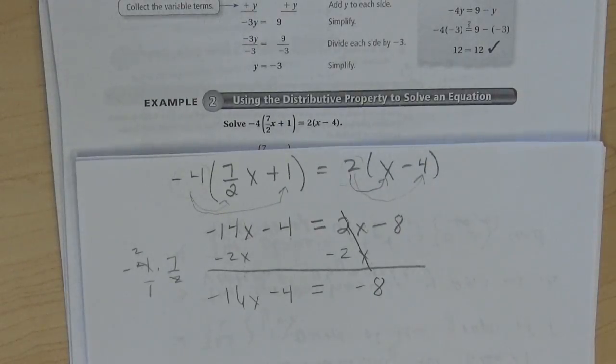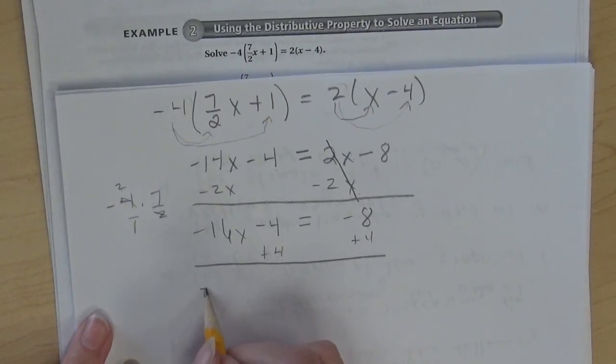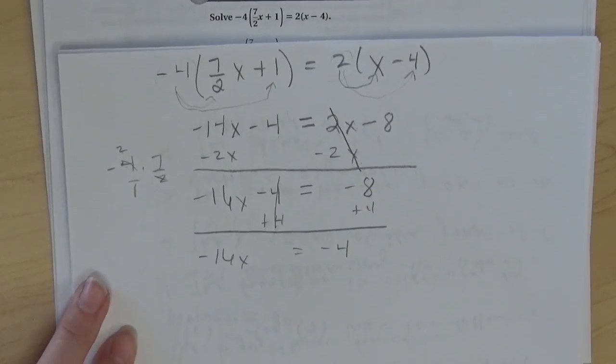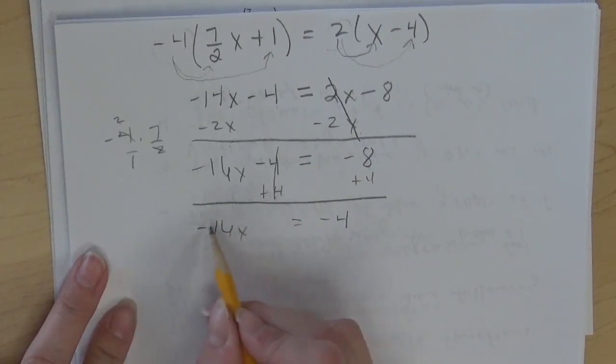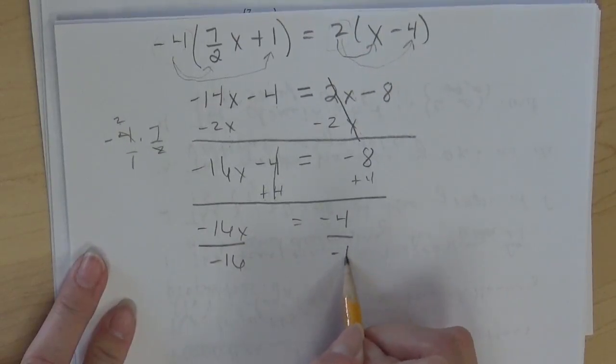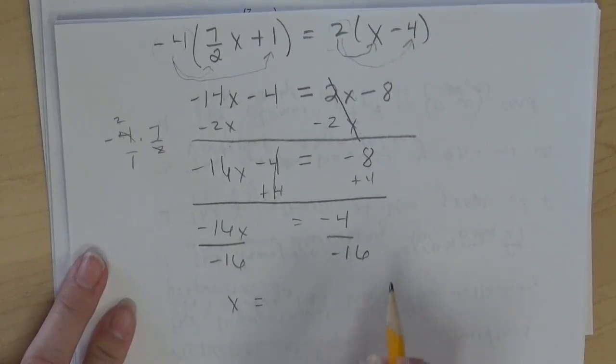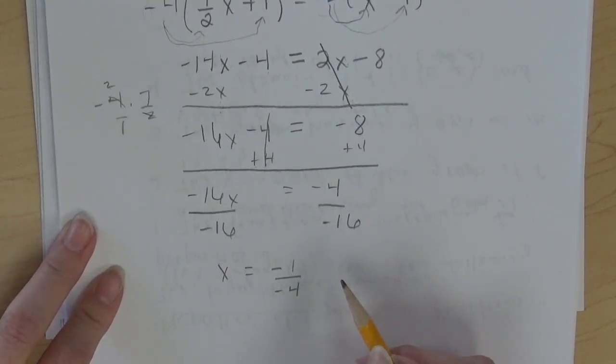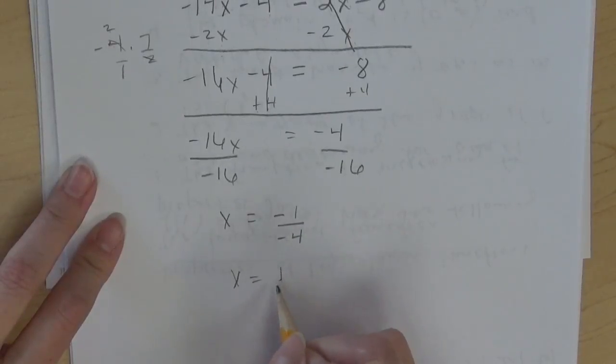Okay, the next thing I would do is, I'm trying to get all the x's together on one side, so let's add 4 to both sides. That's negative 16x equals negative 4. And my last step, to get x by itself, I need to divide both sides by this negative 16. So that gives me 1x equals, and then negative 4 over negative 16, if I simplify that, that's going to be negative 1 over negative 4. Okay, but I know a negative divided by a negative gives me a positive, so my answer, I'm getting x equals positive 1/4. And that's all I was asked to do for example 2.